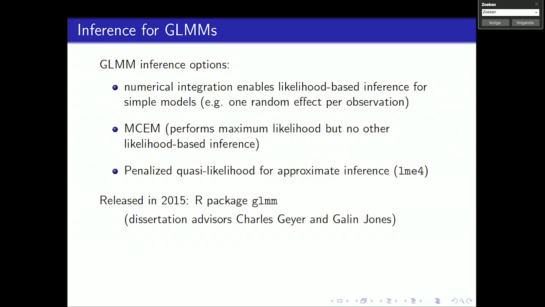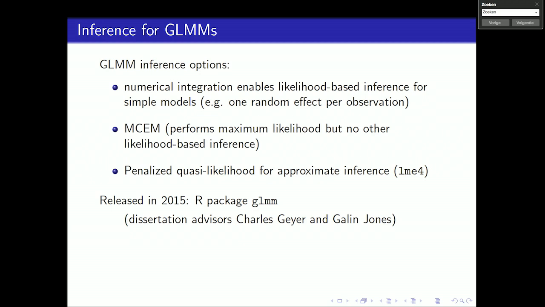And then a popular option that people usually do or have been doing is use the package LME4. So that doesn't do likelihood-based inference for all problems. It does likelihood-based inference for more simple problems like the one random effect per observation. So it instead takes the likelihood and does a bunch of approximations to end up with something called the penalized quasi-likelihood. The problem with that is that your estimates are not going to be maximum likelihood estimates, and you don't know how far the penalized quasi-likelihood estimates are from the maximum likelihood estimates.